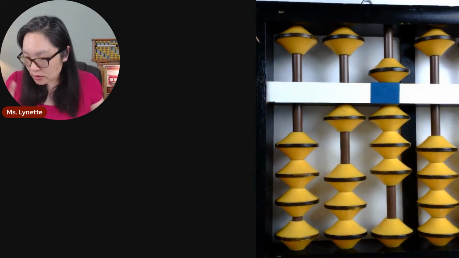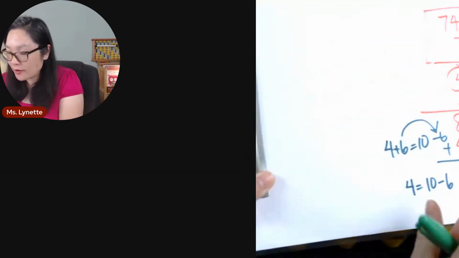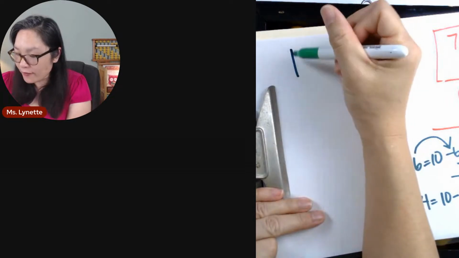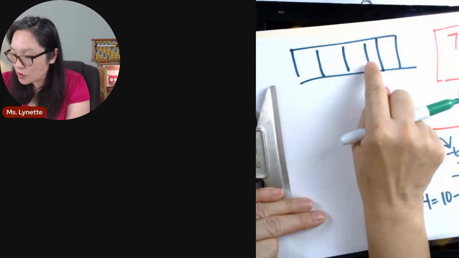In school, I'm going to carry on with this. The school actually teaches the 5 frame. And so in Abacus, we talk about the 5 frame. What is the 5 frame? In school, 1, 2, 3, 4, 5.